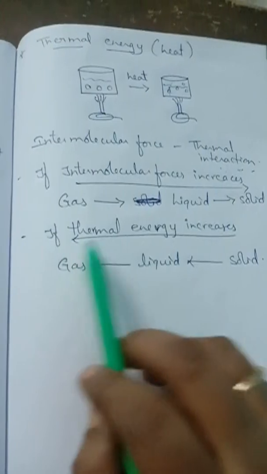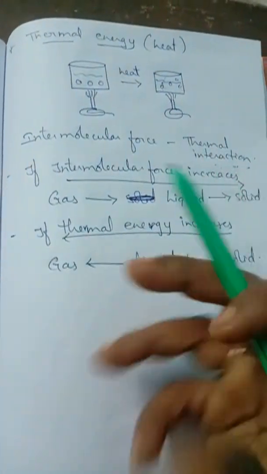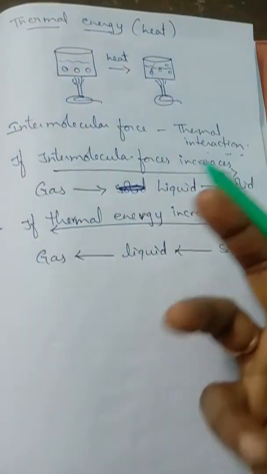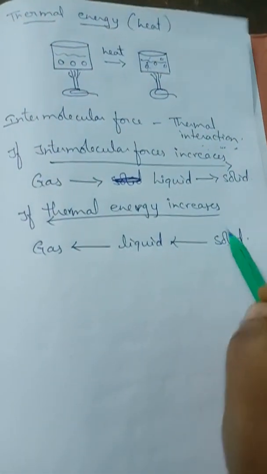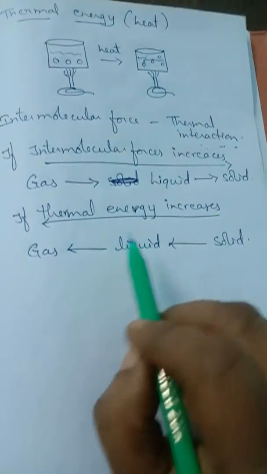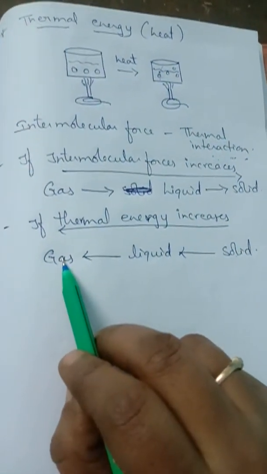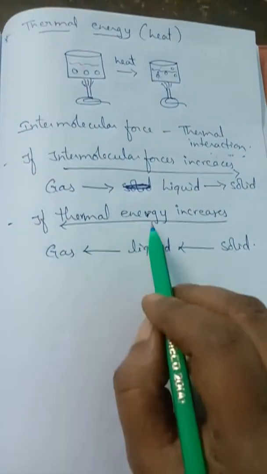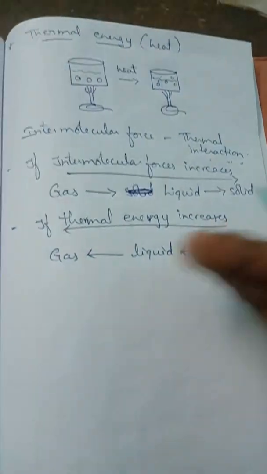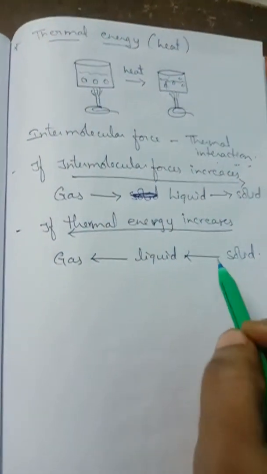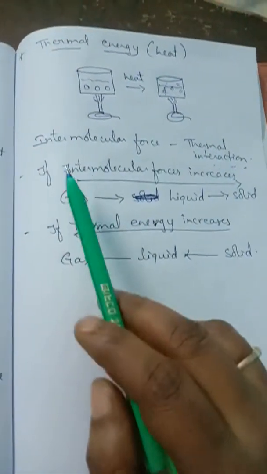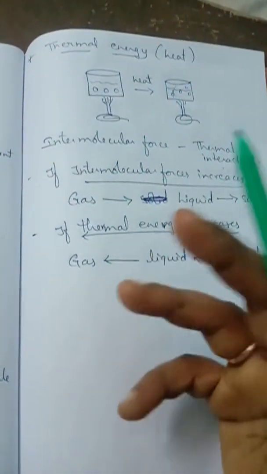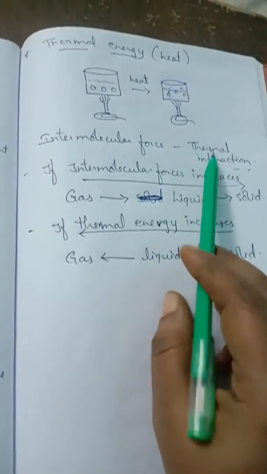If thermal energy increases, if you supply more energy, what happens? The solid will first change to liquid, and the liquid will change to gaseous state, isn't it? If thermal energy increases, it goes in the reverse direction, from solid to liquid, liquid to gas. So this is the difference between the intermolecular force and the thermal interaction. So this is the topic.